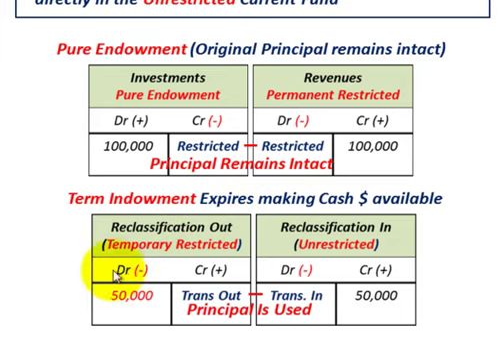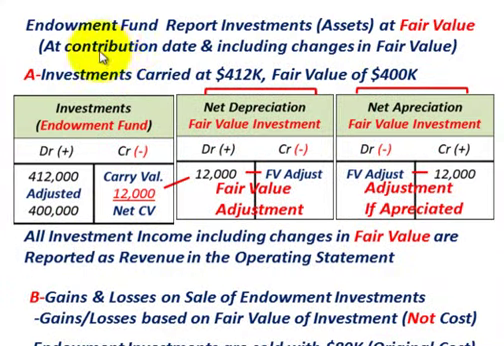So just reclassification out, debit or reduce your reclassification out for the transfer out, and then reclassification in to the unrestricted account here. Reclassification out was from the temporarily restricted account. Reclassification in goes to the unrestricted account here. And that we would just credit here for $50,000. So the term endowment, this is where we can use up the principal, but you have to make this reclassification before you do that.